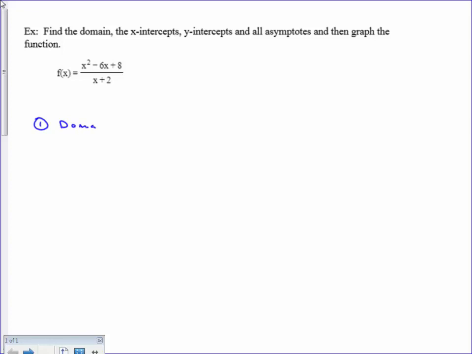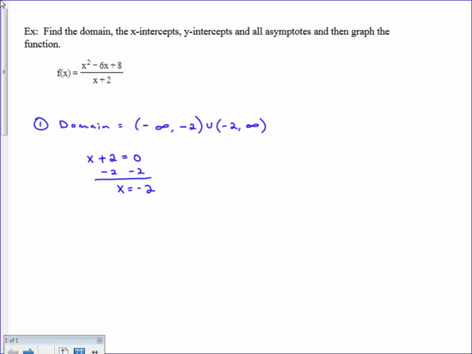To find the domain, I need to first look at my original function and look specifically in the denominator. My domain is all values except what would make the denominator 0. So in this case, it would be all values except what makes x plus 2 equals 0. If I solve that, I'll get x equals -2. So the domain would be -infinity to -2 union -2 to infinity.